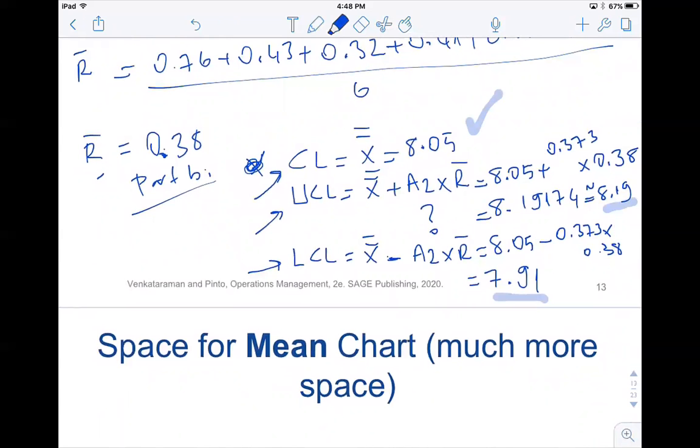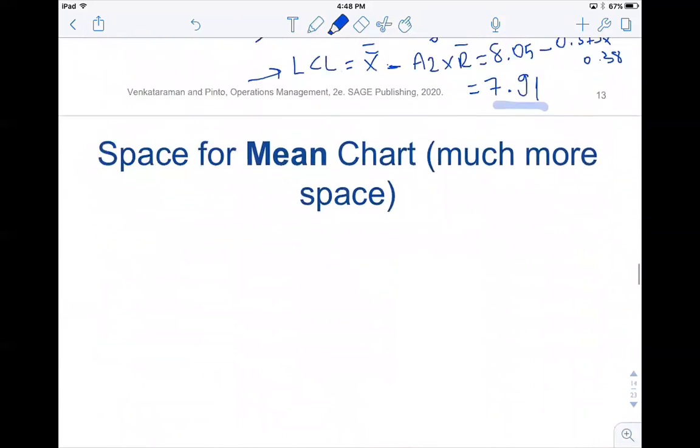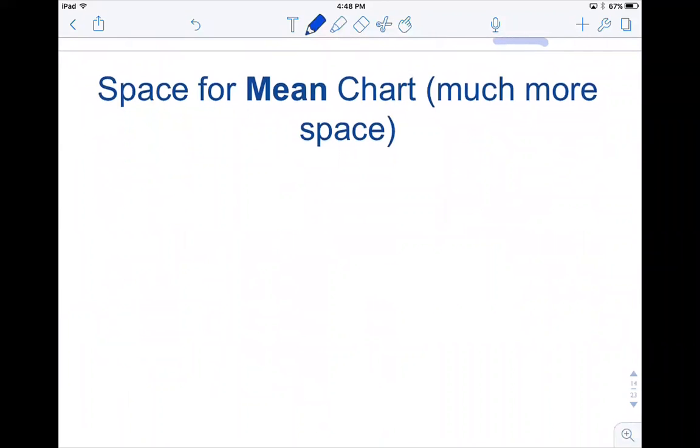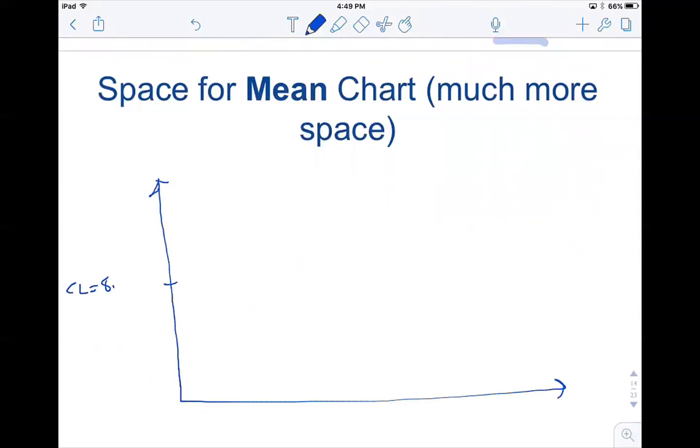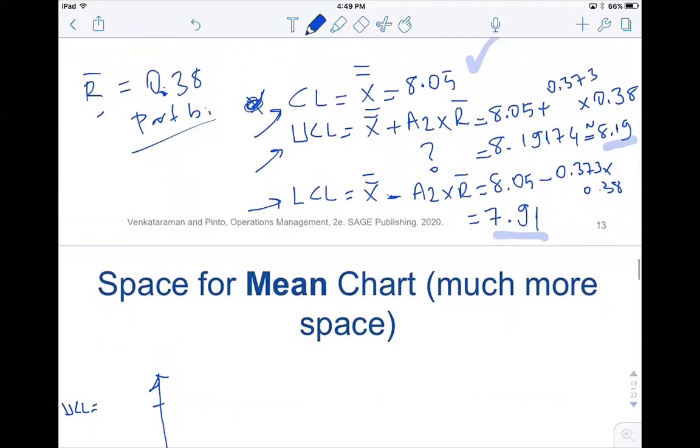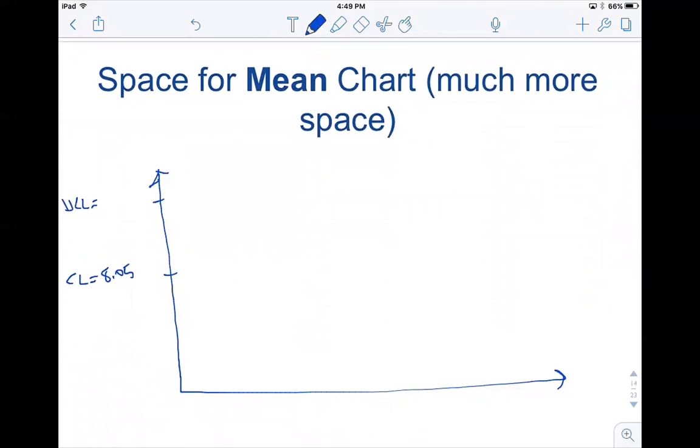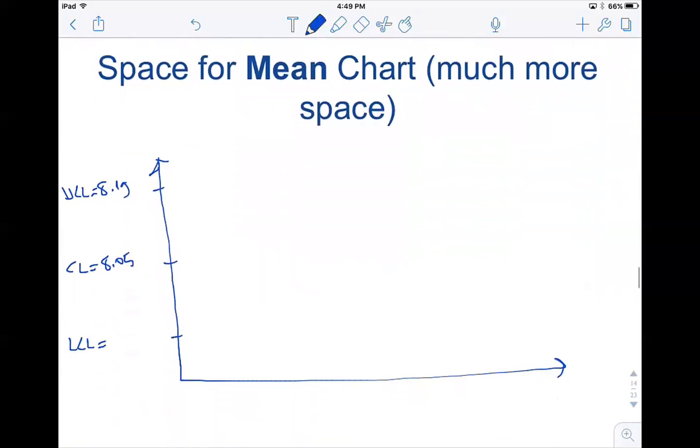Okay, so let's put together our mean chart. Let's draw it together to see whether our mean chart is under statistical process control. What we are going to put on the y-axis is three things: simply the center line, which is 8.05, and the upper control limit. It's the value that we just calculated here. Upper control limit is 8.19, and our lower control limit is equal to 7.91.